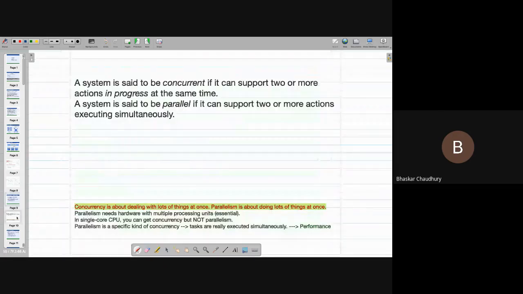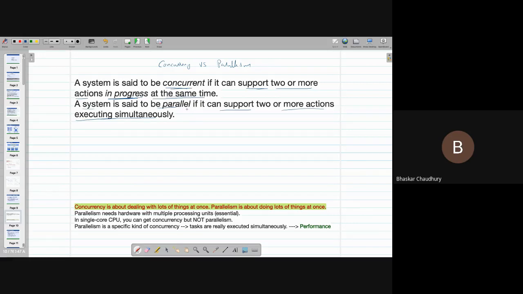Okay. Now, before we go ahead, it's very important to understand, because we are very often using this term called concurrency. What is concurrency and how does it differ from parallelism? That is very important to understand. So let me write concurrency versus parallelism. A system is said to be concurrent if it can support two or more actions in progress. This is a very, very important point. In progress at the same time. A system is said to be parallel if it can support two or more actions executing simultaneously. So here we are not talking about simultaneous execution. Concurrency does not mean simultaneous execution. However, parallelism actually means simultaneous execution.